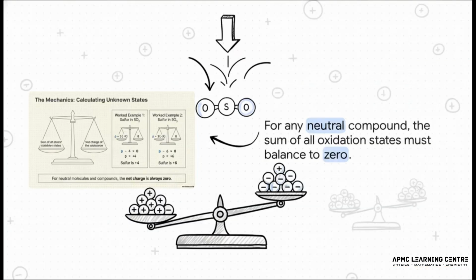Okay, rule 1 of the mathing. For any neutral molecule, the total of all the oxidation states has to add up to 0. They've got to balance out perfectly. So take SO2. We know from our pyramid that oxygen is a -2, right? And we've got 2 of them, so that's a total of -4. For the whole thing to equal 0, what does that one sulfur atom have to be? Yep, it has to be +4. See, it's just simple math.